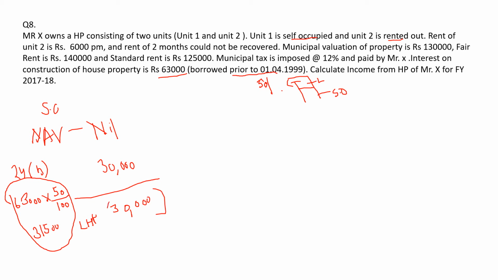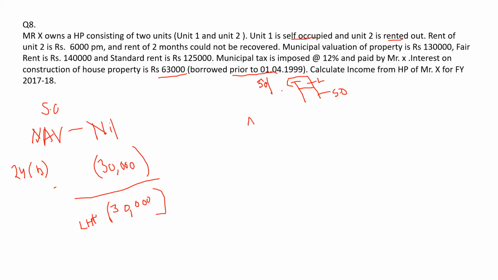30,000 is the loss from our house property. This is the deduction amount. I hope it is clear. Now coming to the let out house property, we will have to find out the NAV here.